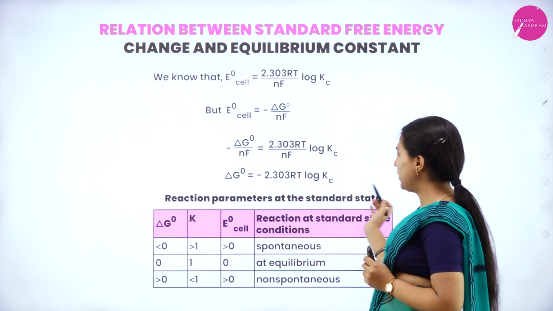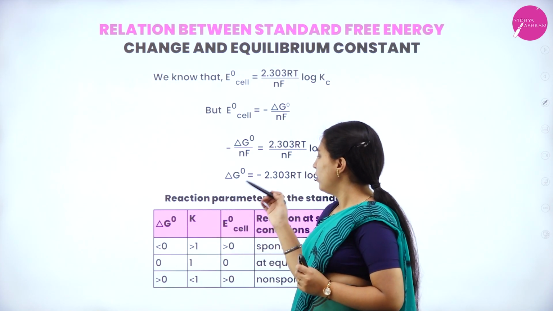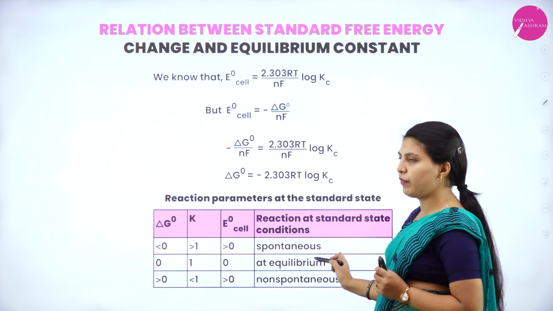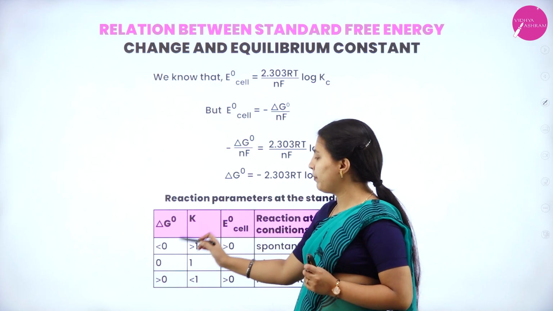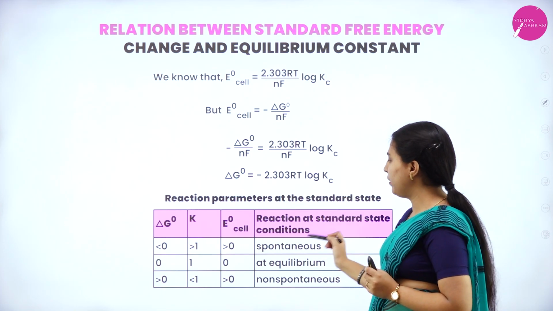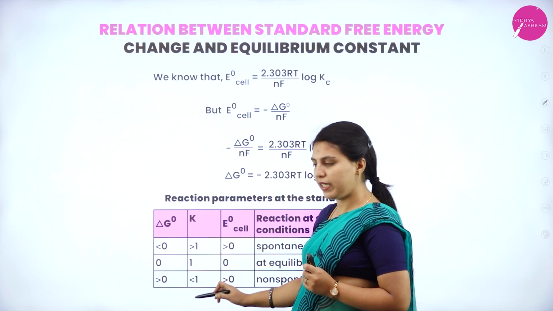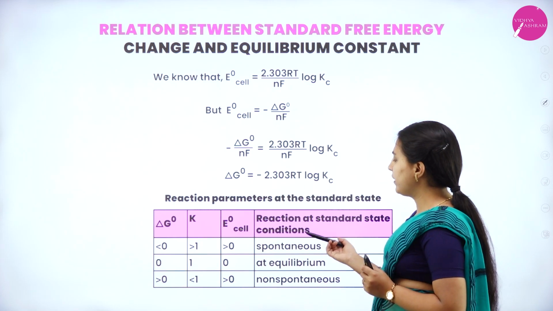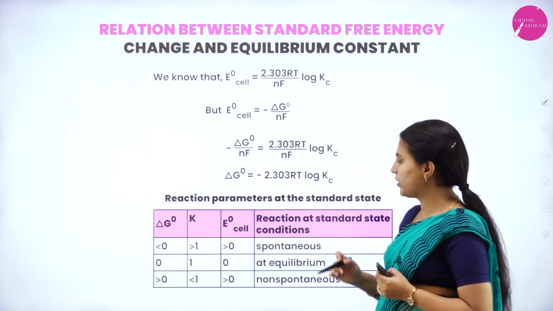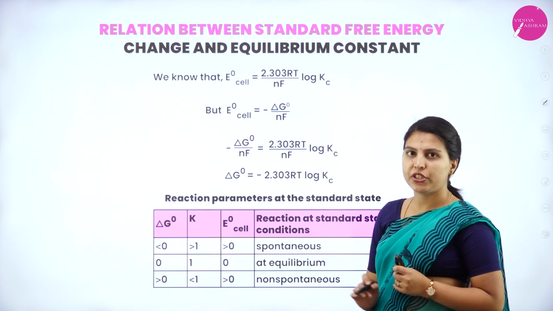See here, the reaction parameters at the standard state. Whenever free energy is less than 0, the equilibrium constant will be greater than 1 and the standard potential will be greater than 0, and that reaction will be spontaneous. When free energy is equal to 0, the equilibrium constant will be 1 and the electrode potential will be 0, and it will be at equilibrium. Whenever free energy is greater than 0, the equilibrium constant will be less than 1 and the potential will be less than 0, and it is a non-spontaneous reaction. You know what a spontaneous reaction, a non-spontaneous reaction, and a reaction at equilibrium are, so you have to relate each reaction with these reaction parameters.